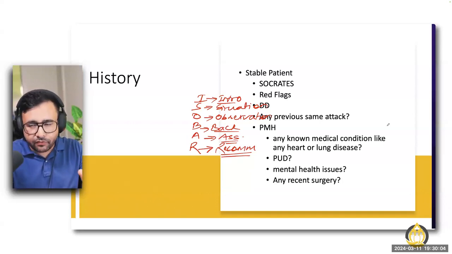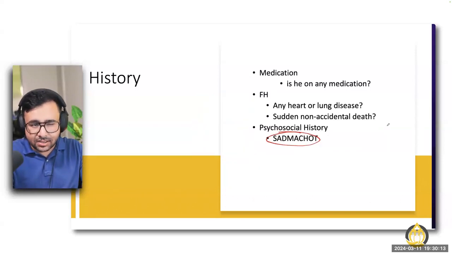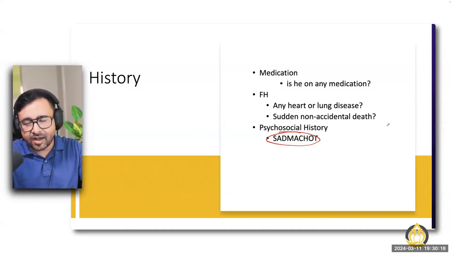But otherwise, if you make a habit of history taking with SOCRATES, red flags, differential diagnoses, followed by past medical history, medication history, then any psychosocial history, family history. If you do it in this manner, in all the cases, you'll never have a problem. And usually you'll get positive findings in relevant places.